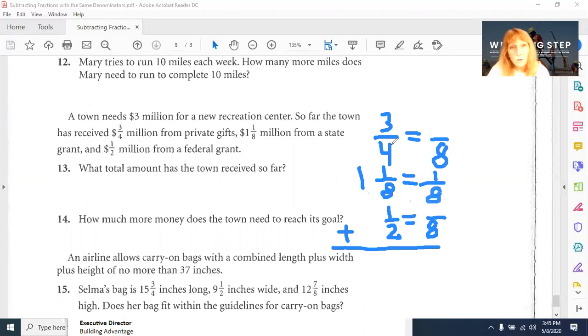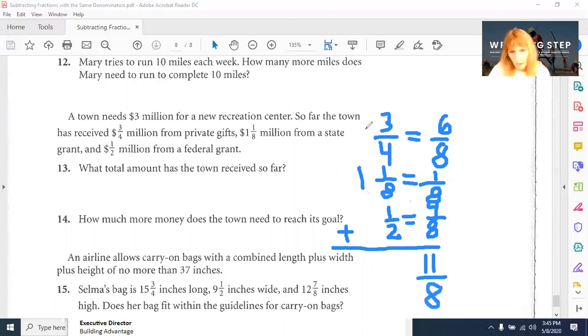Now, 4 times what gives me 8? 2. So times 2 on the top. 2 times 3 is 6/8. 2 times what gives me 8 on the bottom? 4. 4 times 1 is 4. 4/8. Now I add all those up. 6 plus 1 is 7. 7 plus 4 is 11. 11/8.